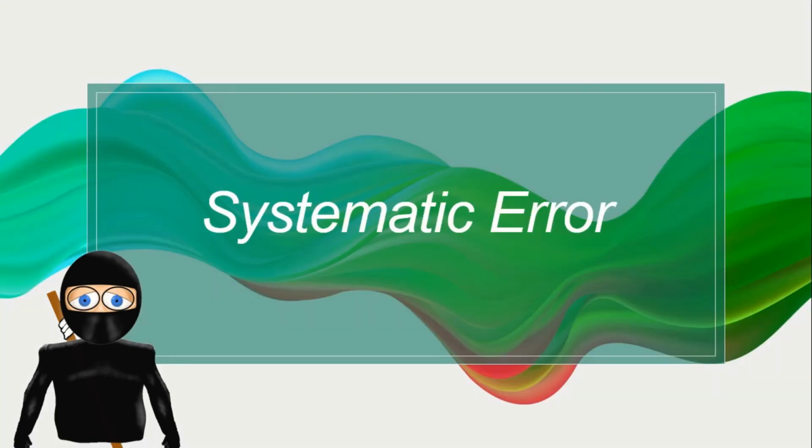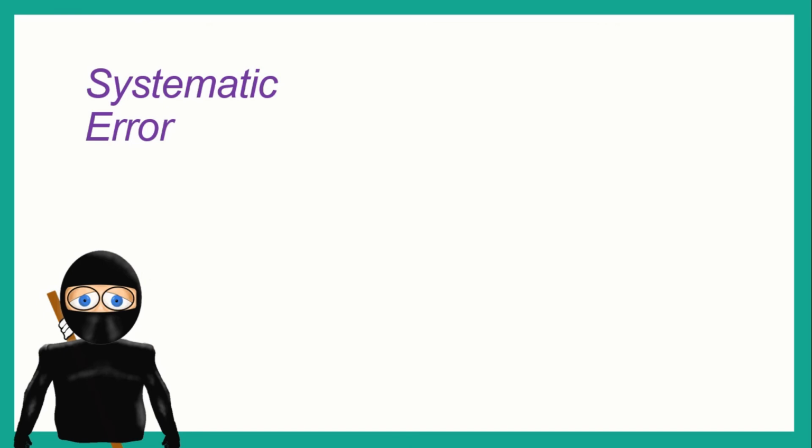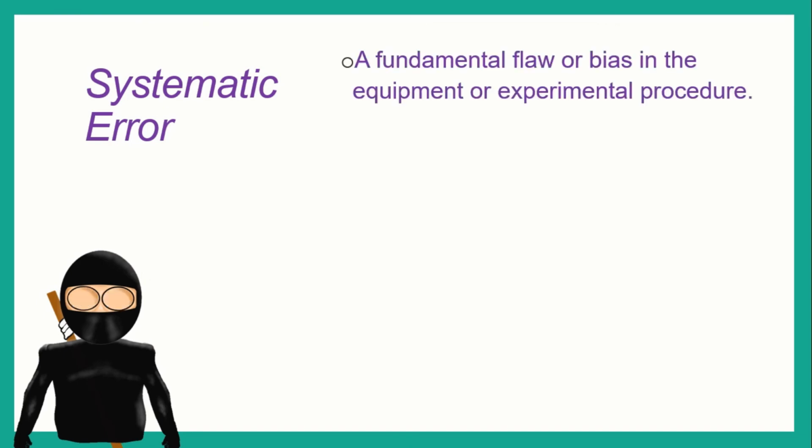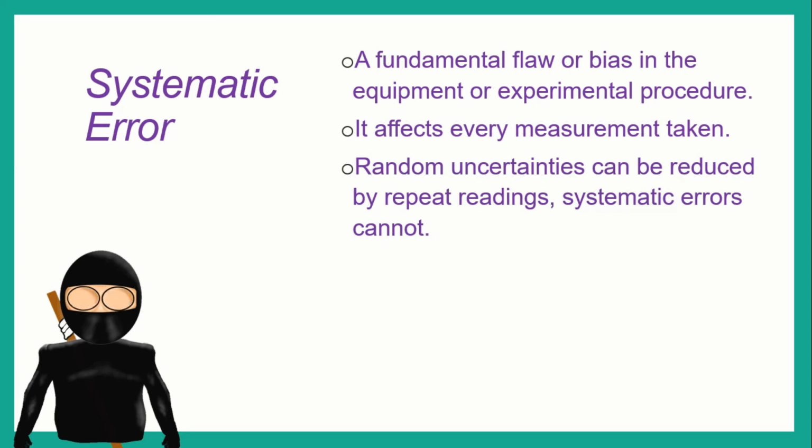So what about systematic errors? What are they? A systematic error is a fundamental flaw or bias in the equipment or the experimental procedure. It means that every time you conduct a measurement or experiment, it affects every single measurement taken. Random uncertainties can be reduced by repeating measurements or readings. Systematic errors can't.